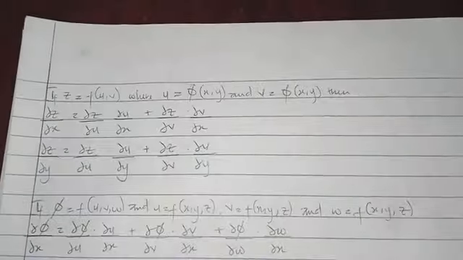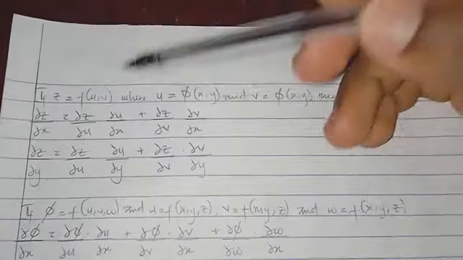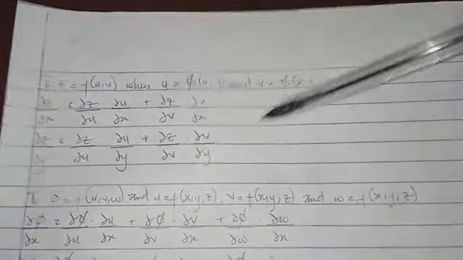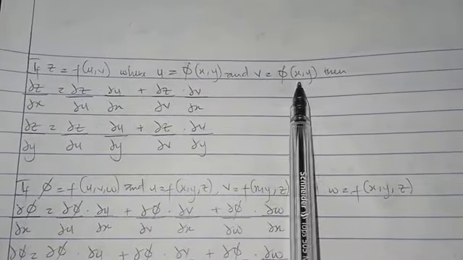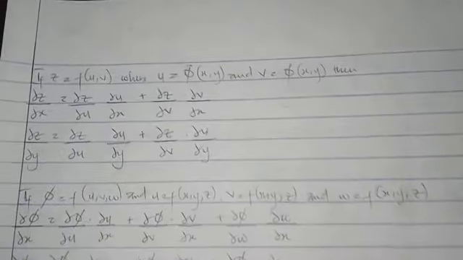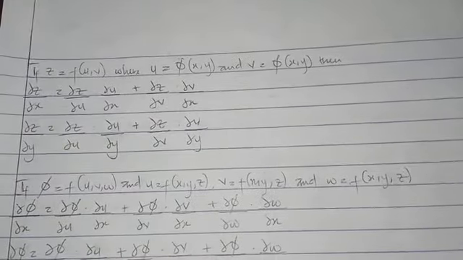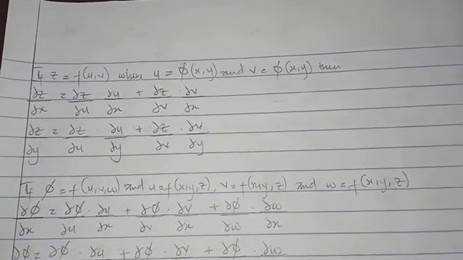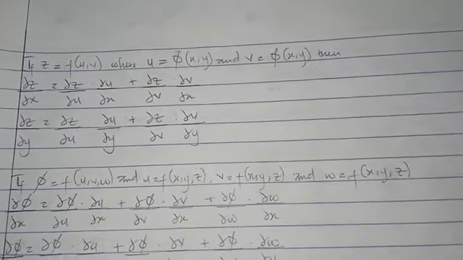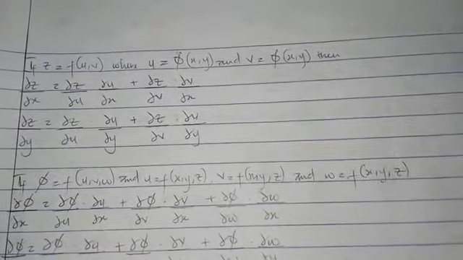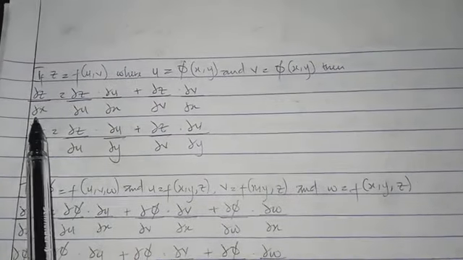So you're given that z is a function of u and v, where u is a function of x and y, and v is a function of x and y too. So z is a function of two independent variables, u and v. But u is now also a function of two independent variables, x and y, same as v. Now we want to find the differentiation of z with respect to x. We're going to use partial z over partial x.